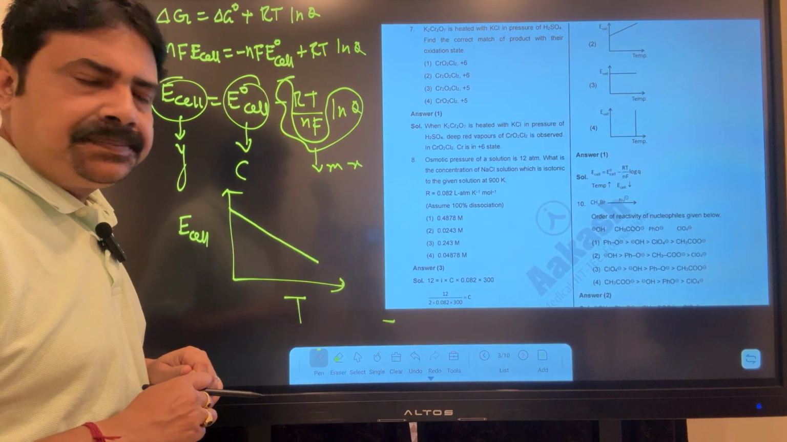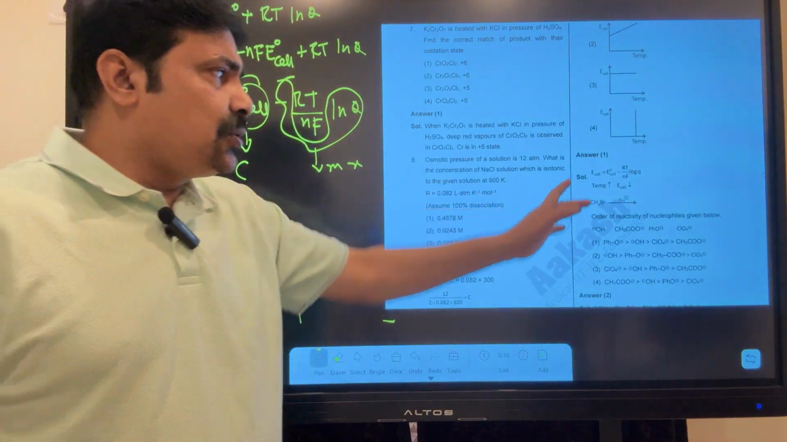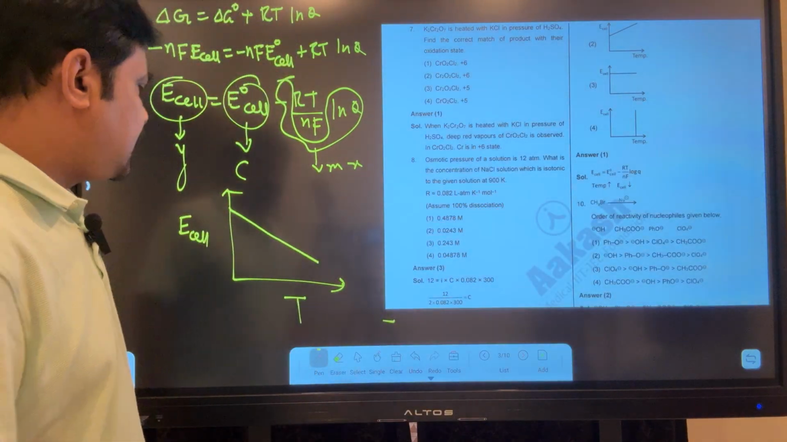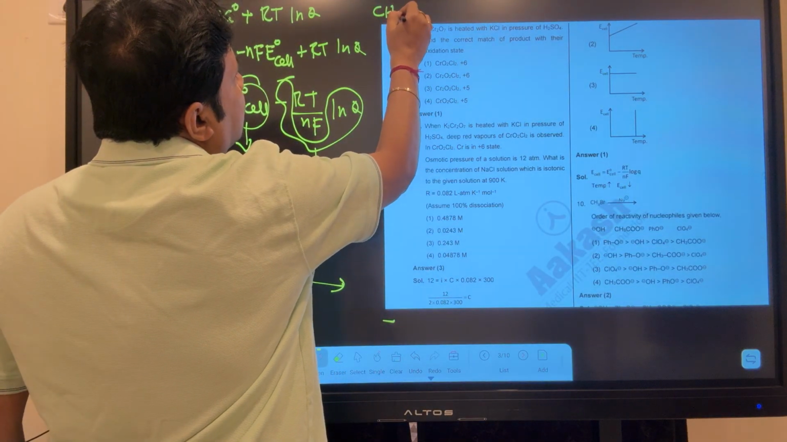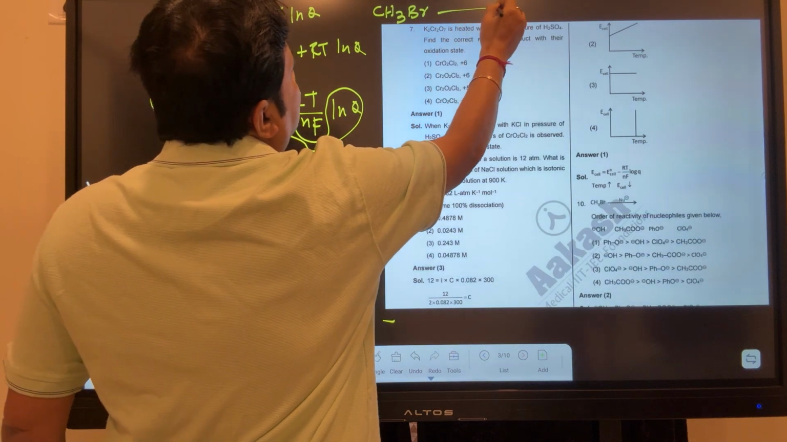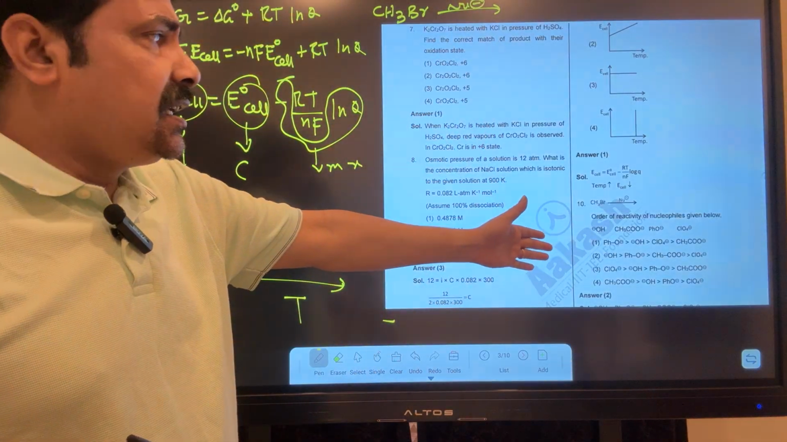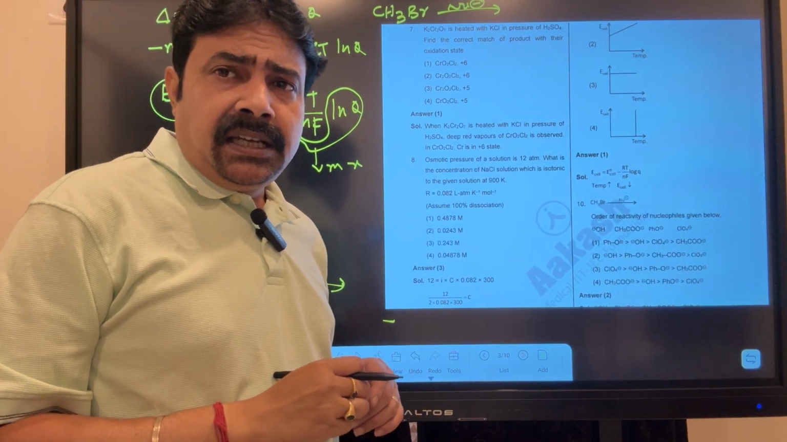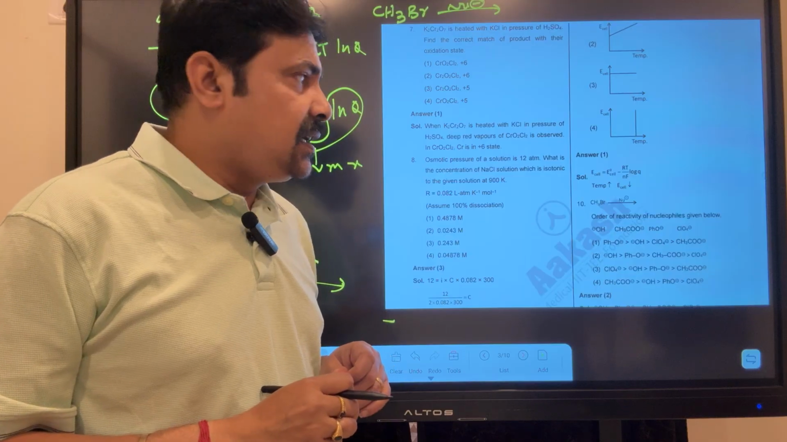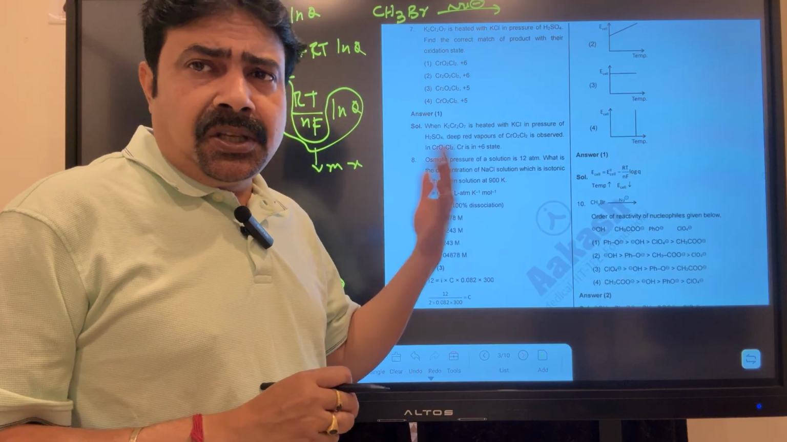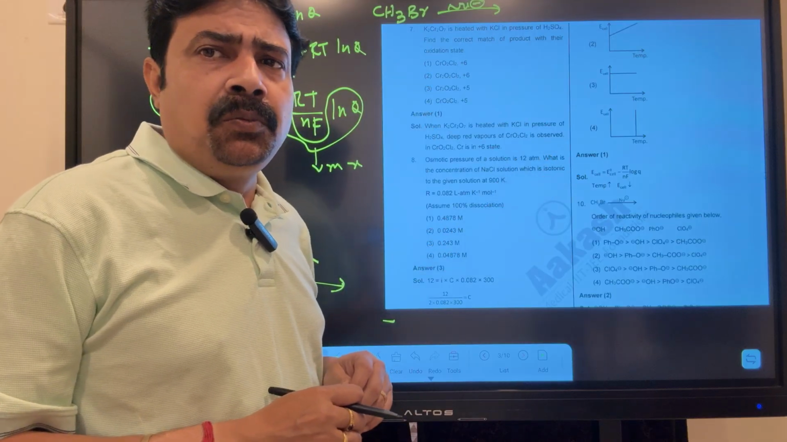Point is clear? Okay, come to the next question. The next question was a very nice question. They are giving CH3Br as the substrate, and asking for the nucleophilicity order. The options given are OH minus, CH3CO2 minus, PhO minus, and ClO4 minus. This is an SN2 reaction. If nucleophilicity is more, the rate of reaction will be faster.